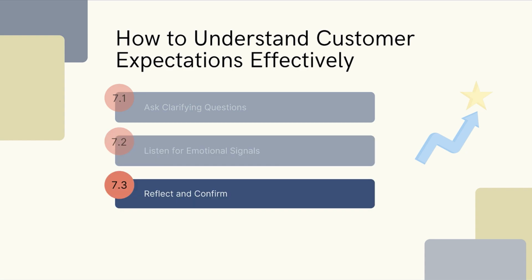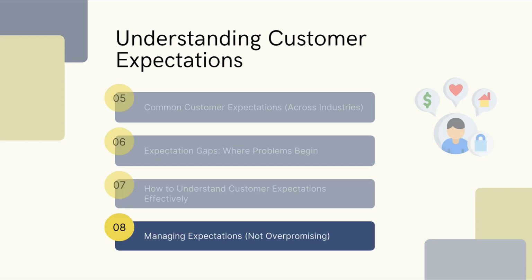Reflect and confirm. Repeat expectations in your own words. Example, "Just to make sure I understood correctly, you expect an update by tomorrow and a permanent solution by Friday. Is that right?" This single sentence prevents many conflicts.